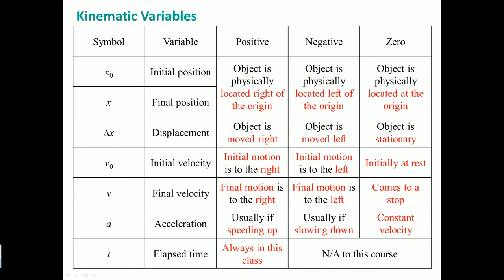Notice that the reason why we use elapsed time is because delta t is equal to t minus t naught, and we always set t naught equal to 0. That is the reason why t is used as the elapsed time, and it is always positive in our case. We will never have negative or zero time. But that is possible in higher division physics.